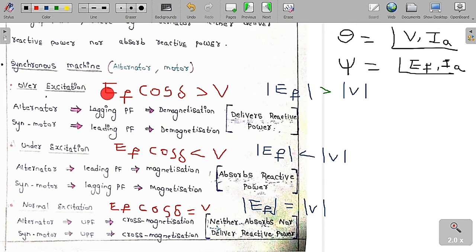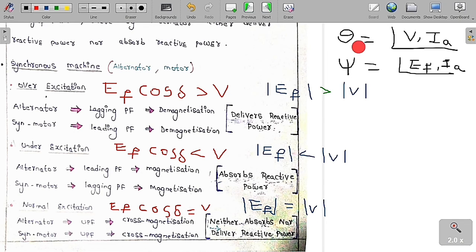So for a synchronous machine, whether it is the alternator or motor, for over-excitation, I've already told you, EF cos delta is always greater than V for both cases, motor and alternator. So we can simply say that mod of EF is always greater than mod of V. For under-excitation, EF cos delta is less than V, or simply mod of EF is less than mod of V. At normal excitation, EF cos delta is equal to V, so mod of EF is equal to mod of V. This is the case that you always need to keep in mind.